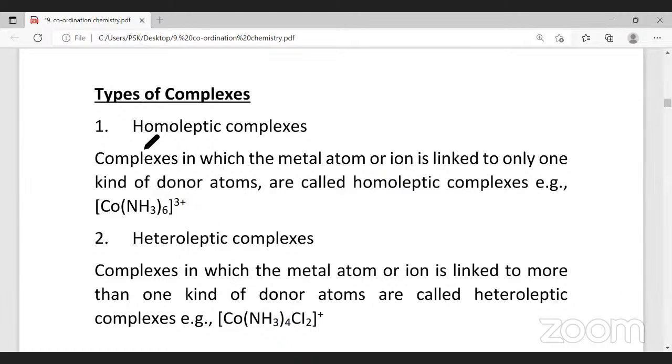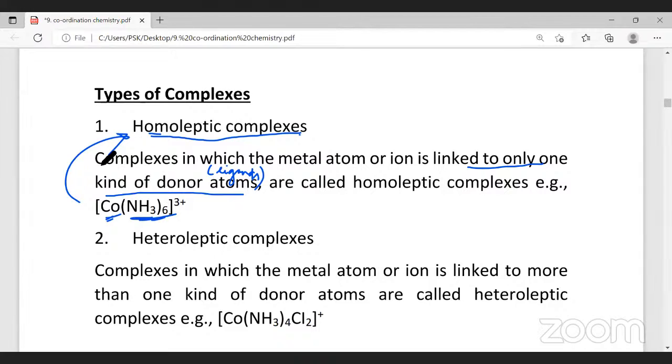Anyways, the next is complexes of two types. Homoleptic complex, homo stands for same, leptic stands for ligands. Complexes in which the metal ion or atom is linked to only one kind of donor atom, or simply we can say only one type of ligand, are called homoleptic complexes. You can see here, cobalt is the central metal atom. All the 6 ligands are what? Ammonia. Since all the 6 ligands are ammonia, we can say this complex is an example of a homoleptic complex. It's a 2-mark question for your PU 12th standard.